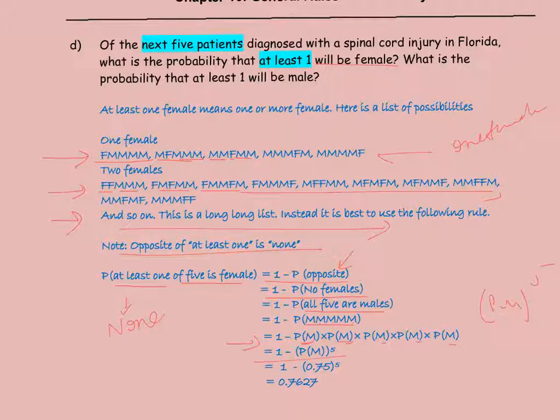So notice that's what we've done here, and that would be 0.75 to the 5th. Use your calculator to get 0.7627. So do you see that this is the easy way out instead of listing these multiple possibilities and then adding all those possibilities?